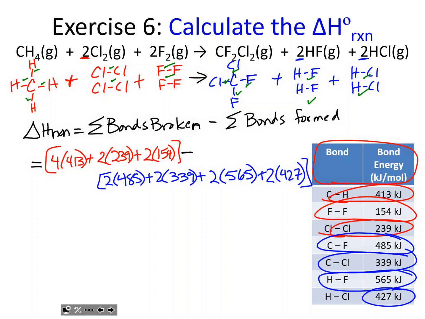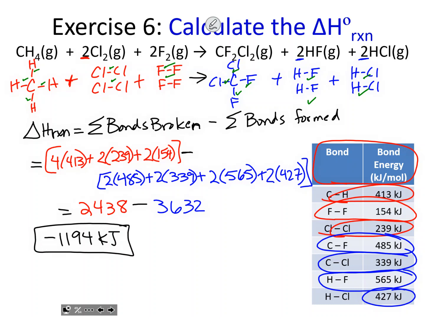Did anybody calculate the bonds broken side just yet? For the bonds broken, I'm getting 2438. Minus the bonds formed. Anybody get bonds formed? 3,632. Looks about right. So when you calculate and subtract 2438 from 3,632, you should get negative 1194 kilojoules. Like so. And this, of course, tells you this is exothermic, because we ended up with a negative delta H. Gives you that little piece of information about the overall reaction.